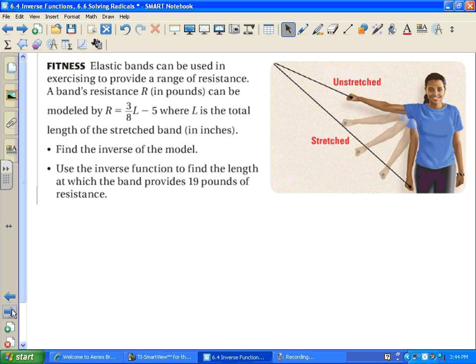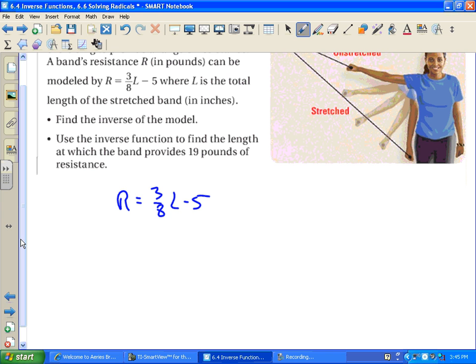I recognize that word. I know how to do that. Use the inverse function to find the length at which the band provides 19 pounds of resistance. Okay? So, find the inverse of the model. R equals 3/8 L minus 5. All we have to do is flip-flop x and y's. In this case, we don't have x and y's. So all I'm going to do is solve this equation for L.